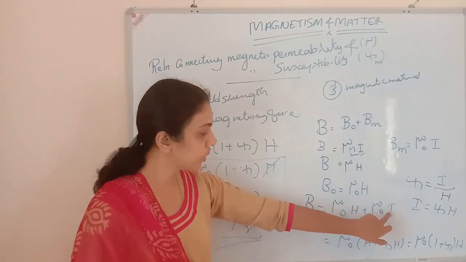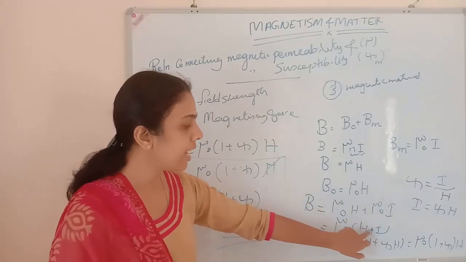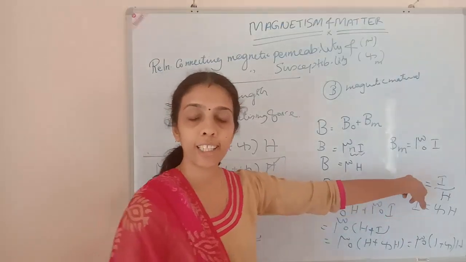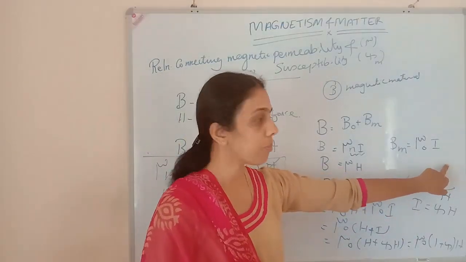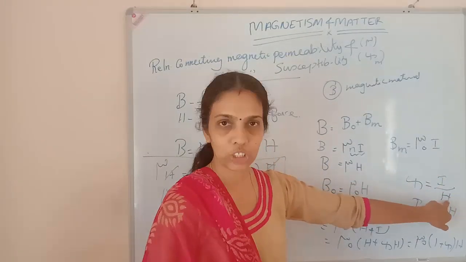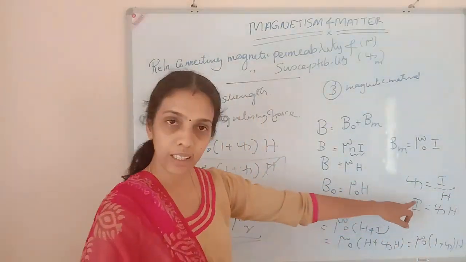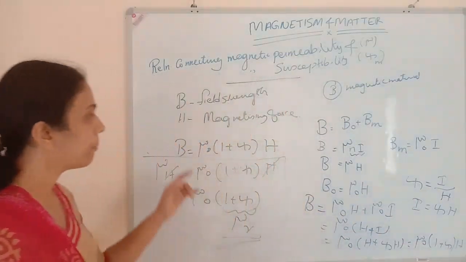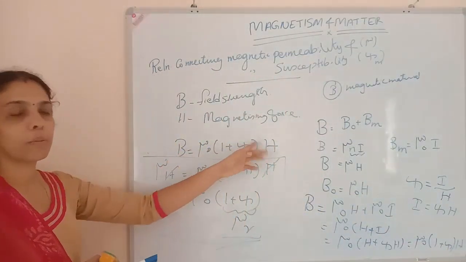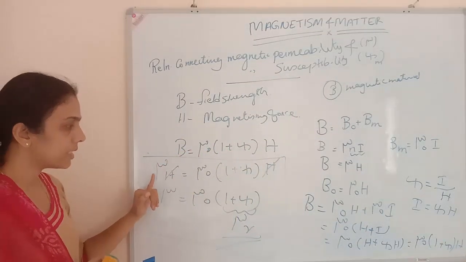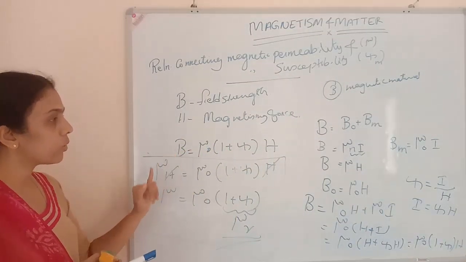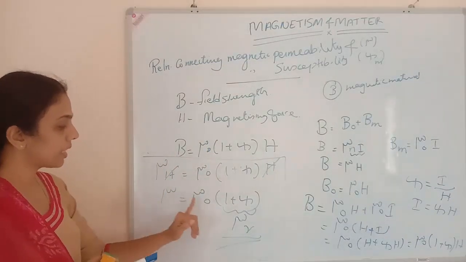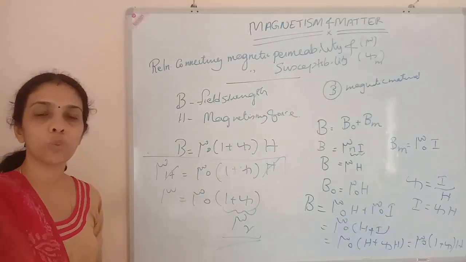So here we can take mu 0 outside, H plus I, and I we already wrote as chi, the ratio between the intensity of magnetization and H, isn't it? So magnetizing force is H. Taking H as common, B equals mu 0 into 1 plus chi into H. But B equals mu into H, and H will get cancelled. We will get mu equals mu 0 into 1 plus chi.